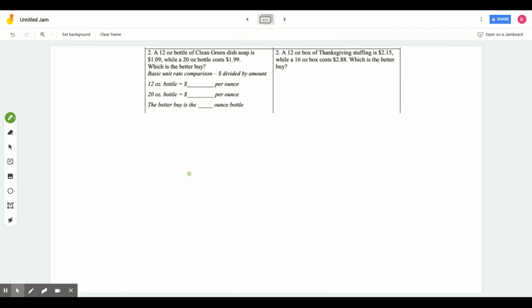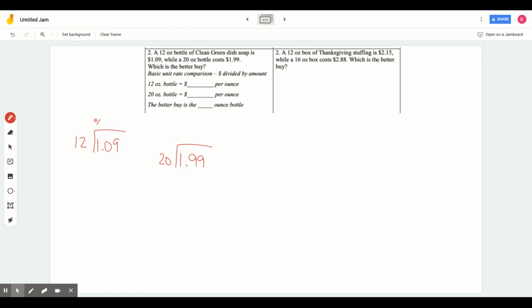Let's take a minute to look at a couple more. So on number 2 here, a 12-ounce bottle of clean green dish soap is $1.09, while a 20-ounce bottle costs $1.99, which is the better buy. So again, we're figuring out how much does it cost per ounce, that unit cost. So we're going to take $1.09 and divide it by 12 ounces. The second problem would be $1.99 divided by 20 ounces.